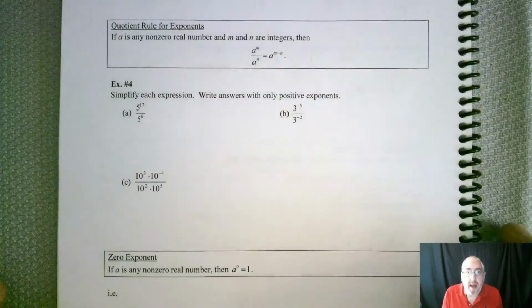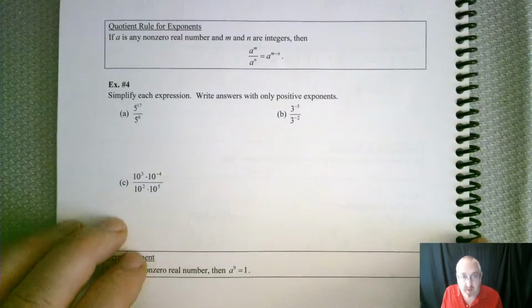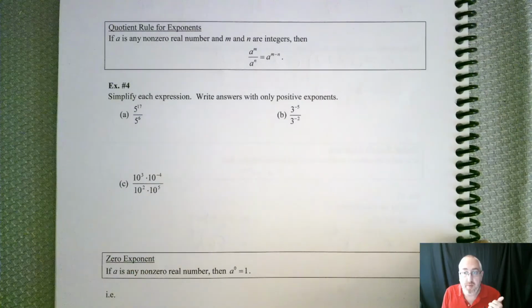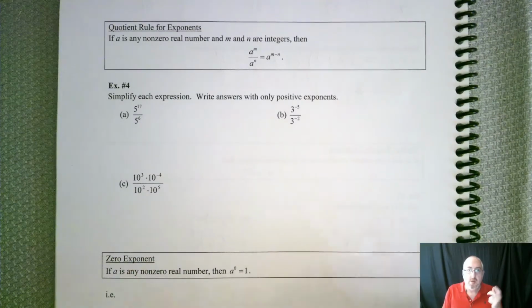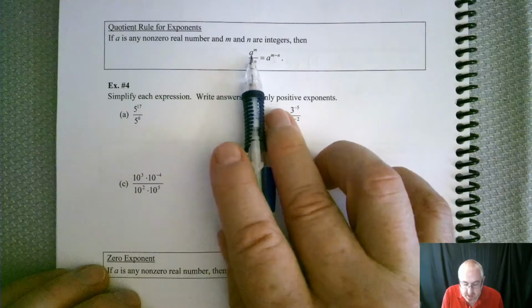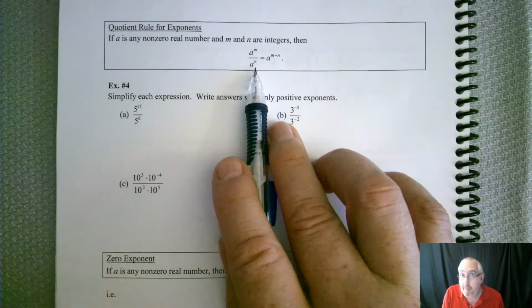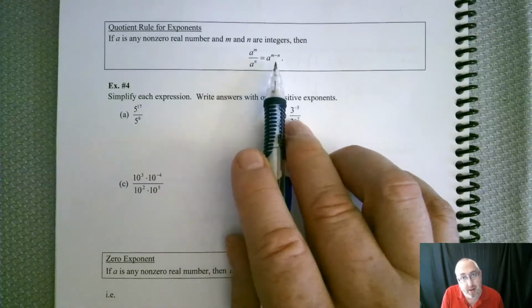Right, so welcome back. We're going to jump into the quotient rule now. We've got the product rule, we've got the negative exponent rule, and now they're needed to help with the quotient rule. The quotient rule basically says that if you're dividing two things with exponents, then instead of adding them, we're going to subtract them.